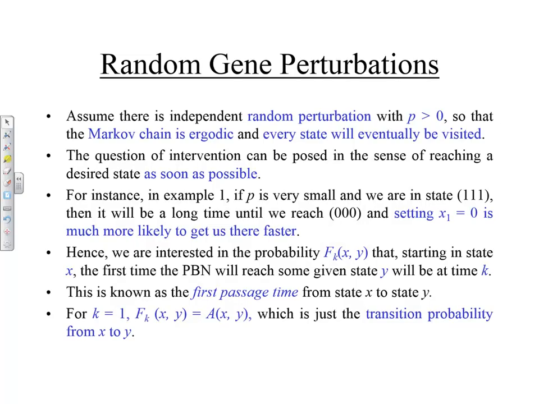Now let's go ahead and introduce random perturbation. So assume that there is independent random perturbation with p greater than 0, so that the Markov chain becomes ergodic and every state will eventually be visited. So from every state you can go to every other state.